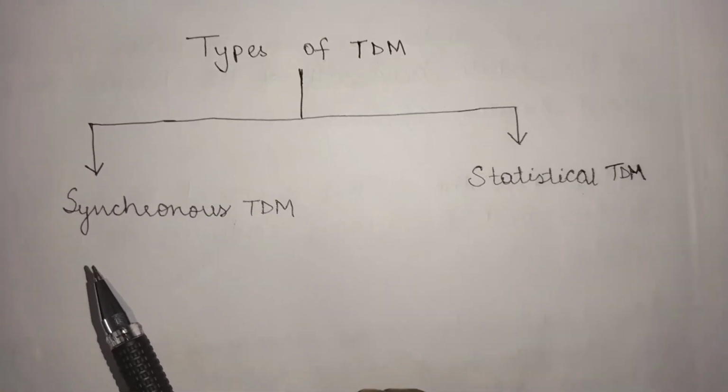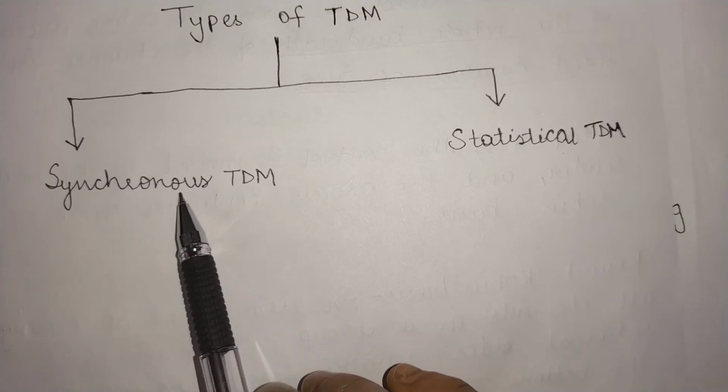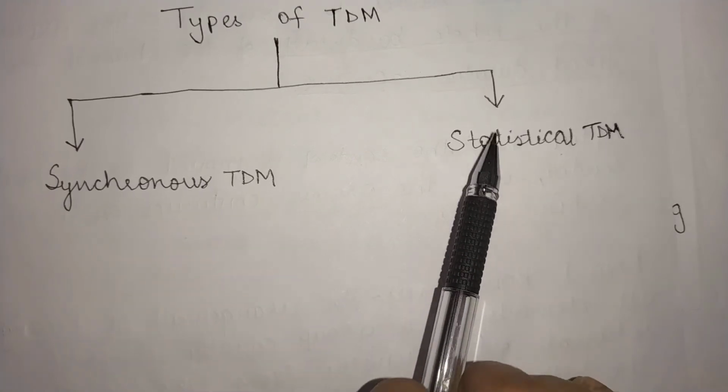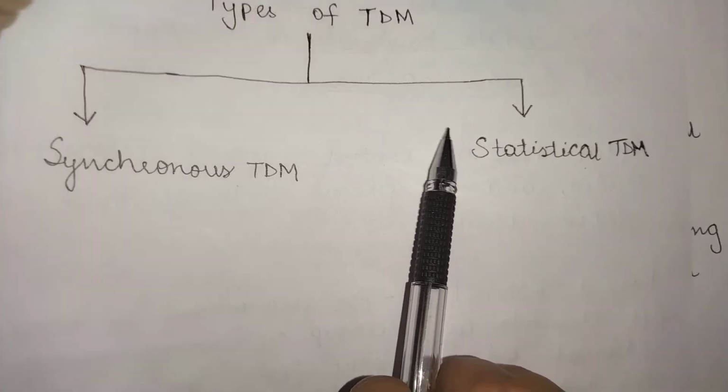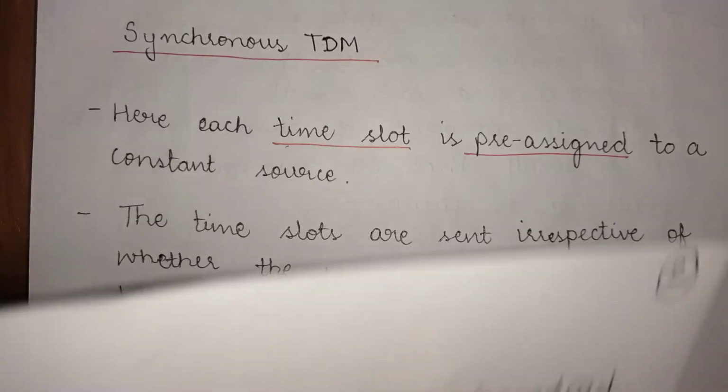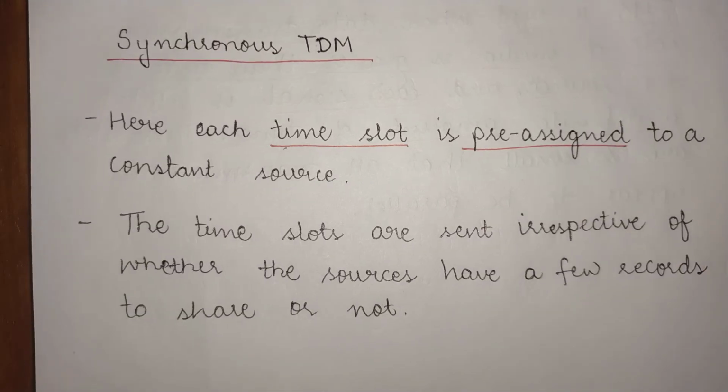Now basically there are two types of time division multiplexing: synchronous time division multiplexing and statistical time division multiplexing. Okay, so what is synchronous time division multiplexing?